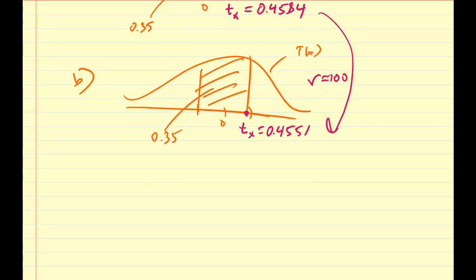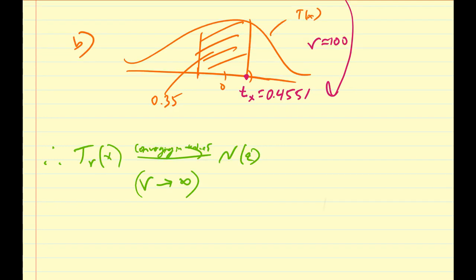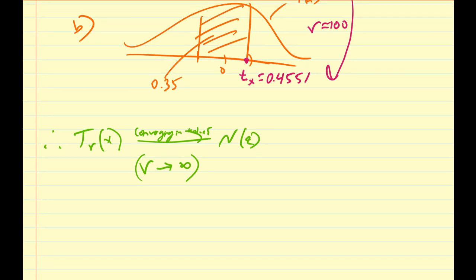So what do we see? We see that the t distribution with nu degrees of freedom is converging in values to the normal distribution as nu goes to infinity. So what is the application of this t distribution? Well, that is what we will talk about in a later video. But overall, this is how you find probabilities and t values associated with a t distribution.